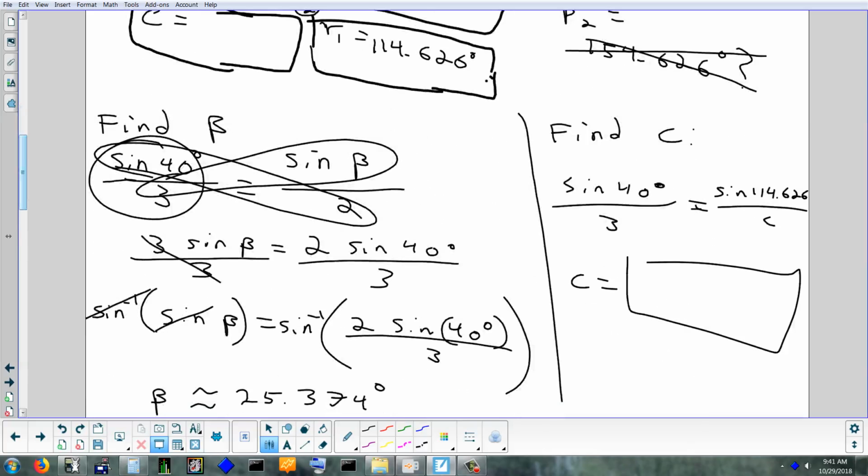Yep, Corey? 3 sine 40 divided by... Oh, 3 sine 114.626. Joe? Sine 40, right? 3 times sine 114.626, and then you divide by the sine 40. Yeah.